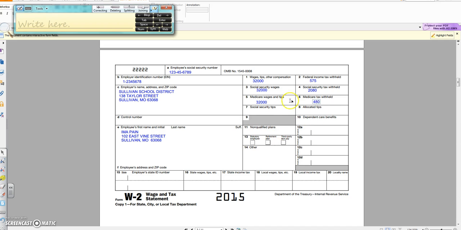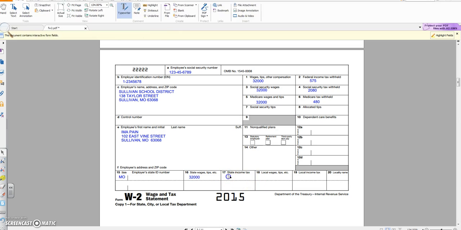We don't have any other information to fill in here that you see on the screen, so that's going to take us right down to box number 15. She lives in Missouri. The employer state ID number we're going to skip over. The state wages is the same as the federal, $32,000.